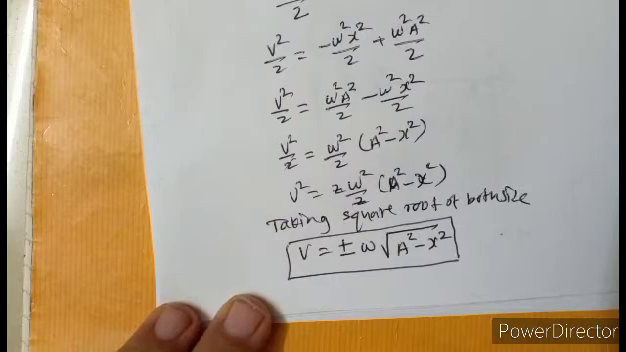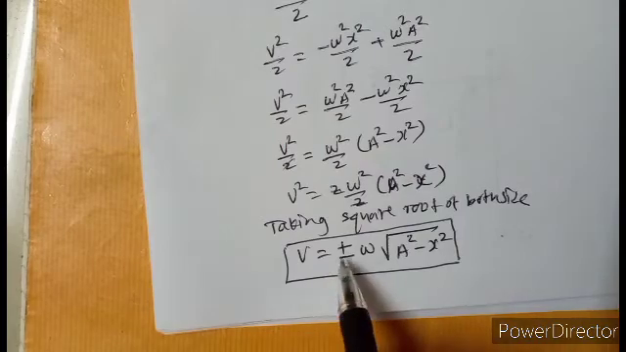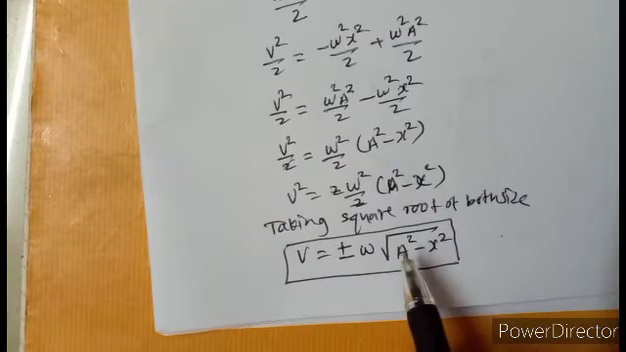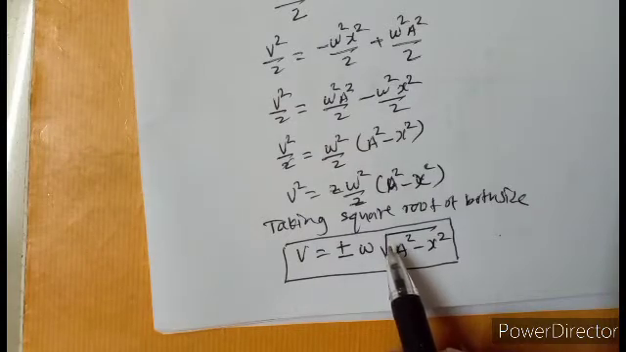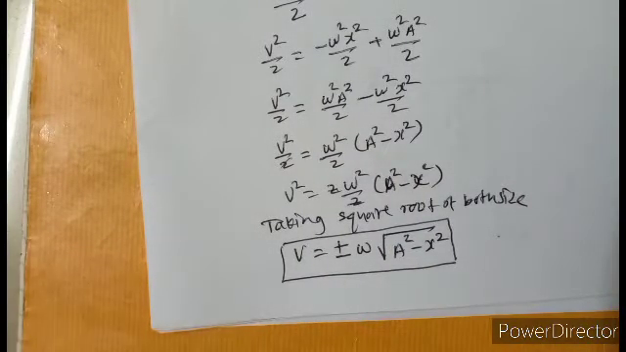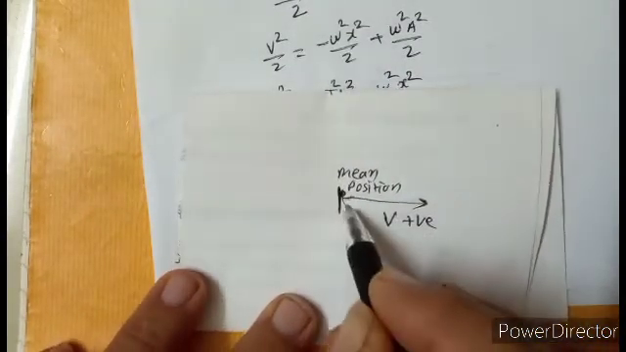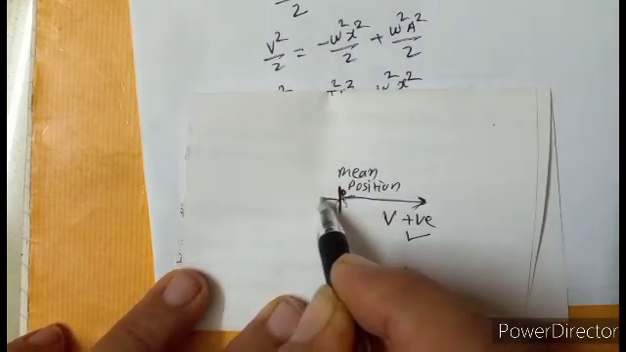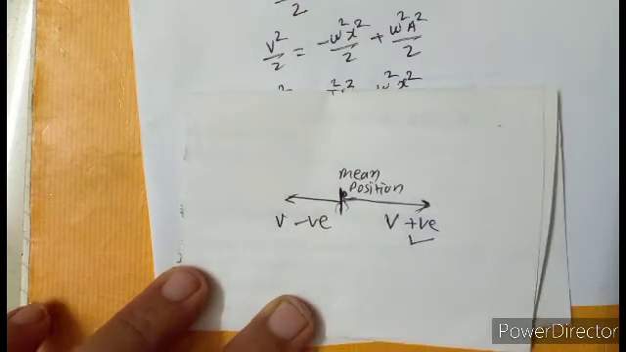a particle performing SHM. Velocity we take as positive when the particle starts from the mean position towards the right, and velocity we take as negative when the particle moves from the mean position towards the left. Suppose this is the mean position, and when the particle starts moving towards the right, then we take velocity as positive, and when the particle starts moving towards the left, then we take velocity as negative.